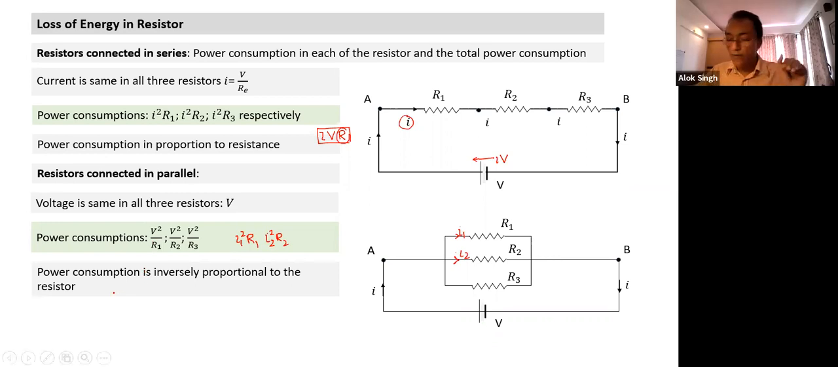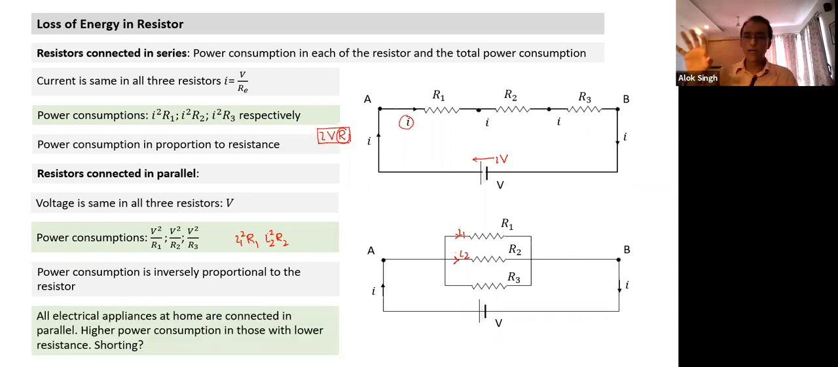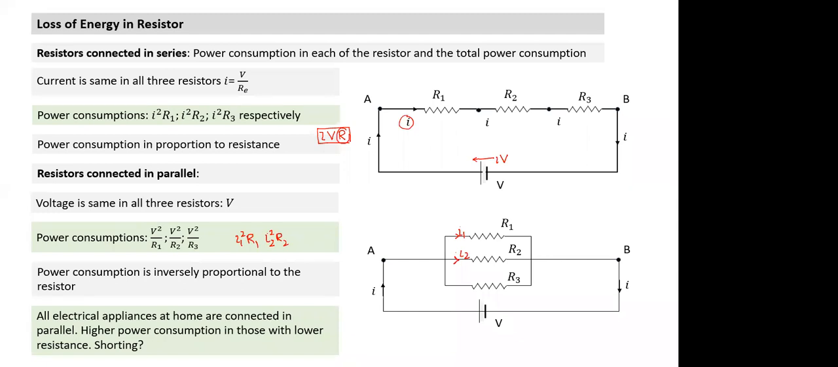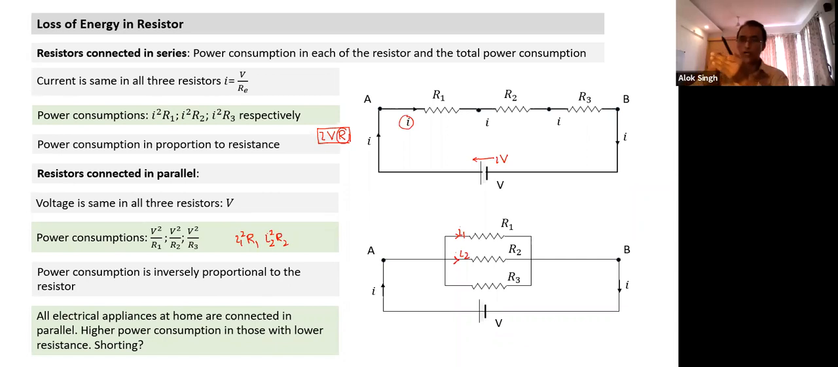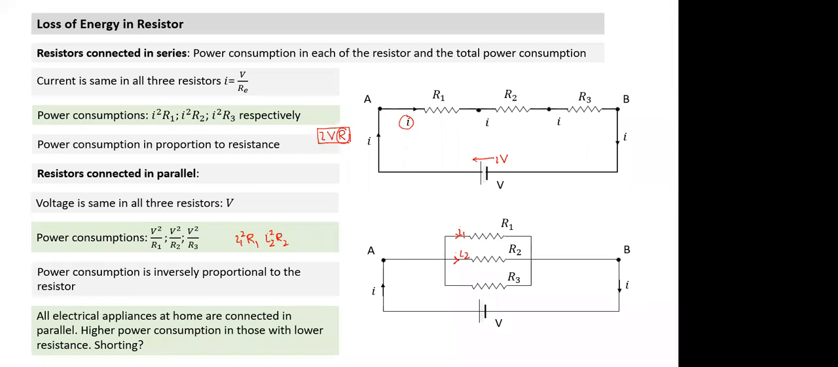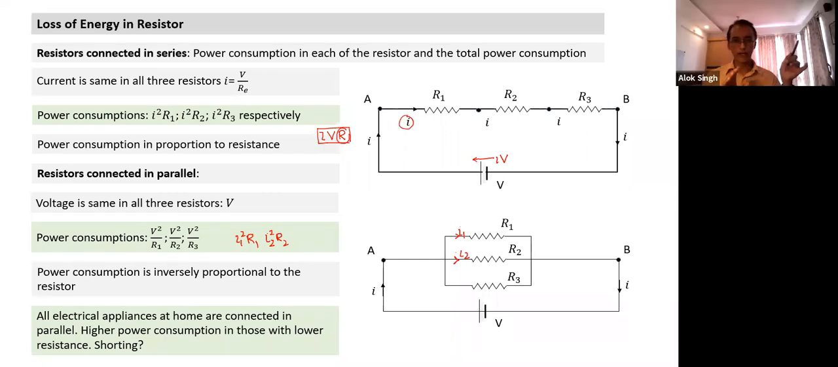When you think of household supply, we have a fan connected, a tube light connected, a refrigerator connected. Are they all connected in parallel or in series? Parallel only, sir. All are connected to the same potential difference. When we have a plug socket, the potential difference between the two points of the socket is the same. They are all connected in parallel. So all electrical appliances at home are connected in parallel.